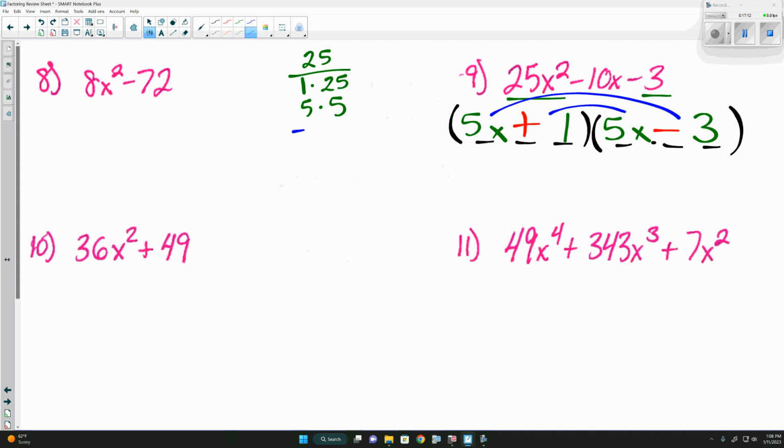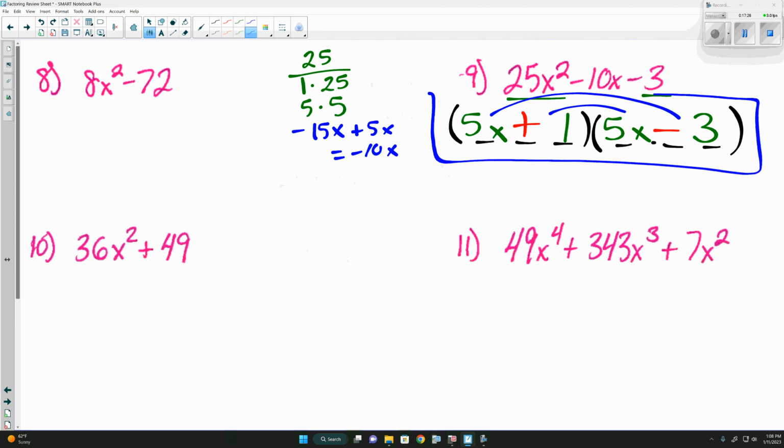5x times negative 3 is negative 15x. 1 times 5x is plus 5x, which gives us negative 10x. That's it. And just as a reminder, if we do get the correct number but wrong sign, flip the signs. Flip the signs, because that's going to be the easiest way to get there.